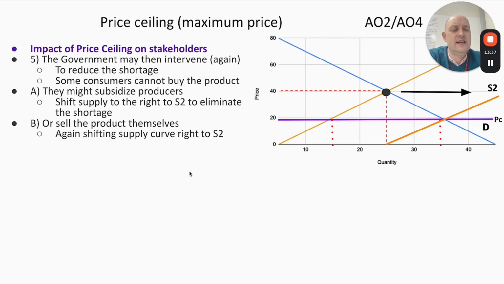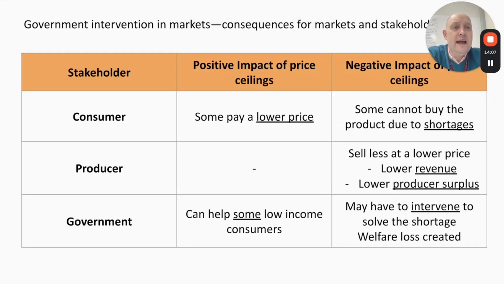So the problem with this is that now they've intervened twice. They've done the initial intervention, which is the price ceiling to help people. This has caused another problem, which then perhaps requires them to make another intervention. So we can now look at the overall impact on the market. We've got three stakeholders: consumers, producers and government, and we've got positive impacts of the price ceiling and negative impacts of the price ceiling. Now there are other stakeholders that we could consider, but these are the main ones in this market.